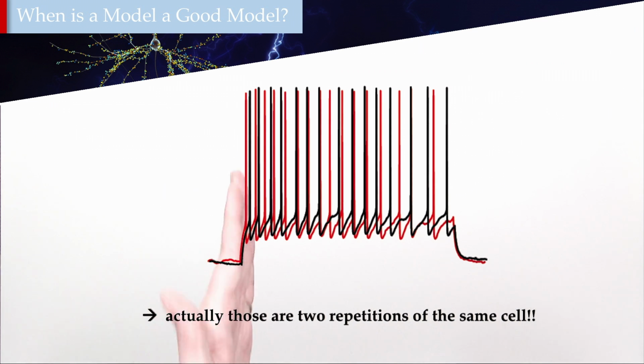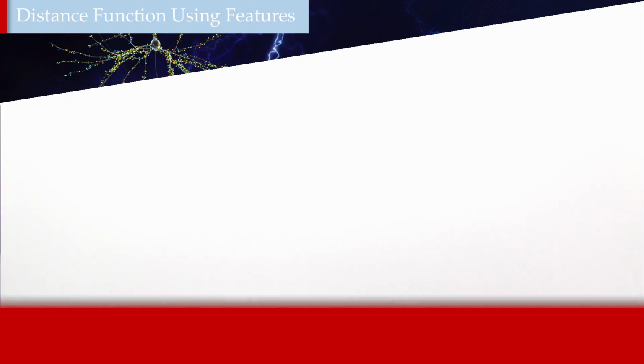Are you really asking for an exact match of the red trace if the cell is behaving differently the second time you ask it? And therefore, it might be useful to account for this variability in your search as well.